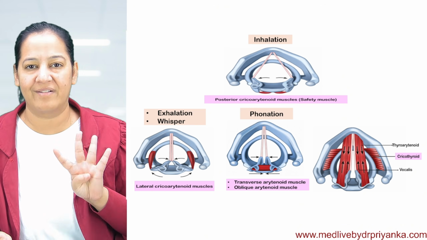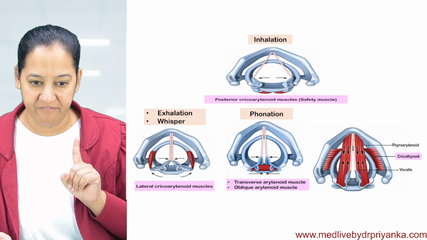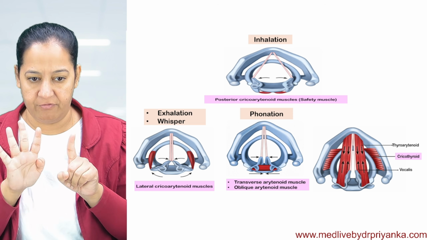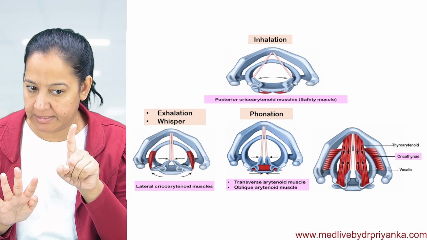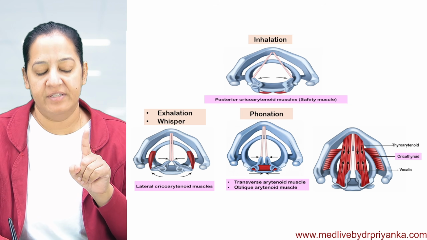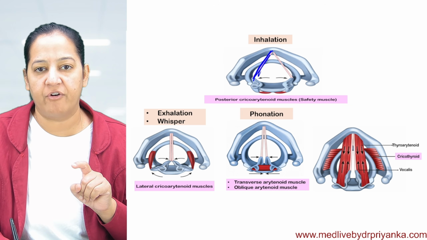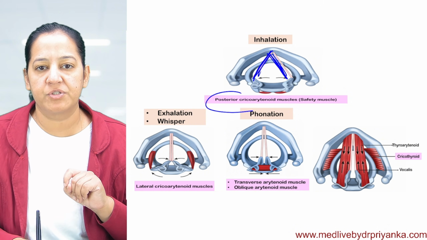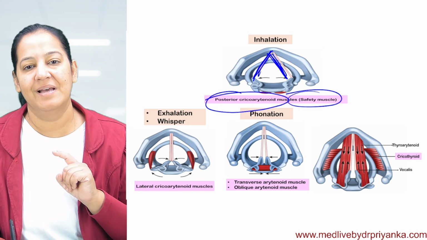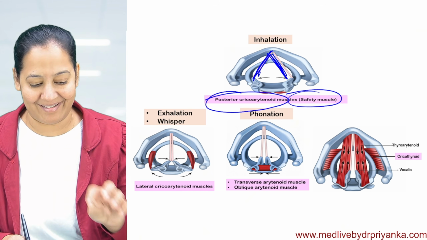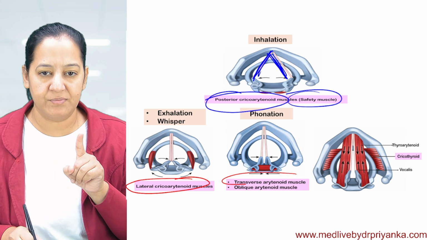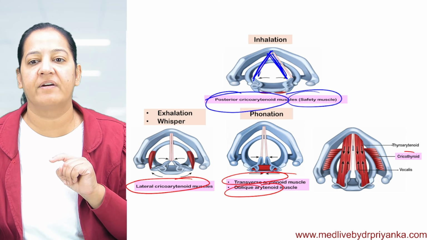What are the four adductors? Can you tell me one abductor and the four adductors? They are in front of you. The one abductor which is taking the vocal cords far from each other, see here, it is posterior cricoarytenoid. Okay, posterior cricoarytenoid, also known as the safety muscle. And the four adductors: one is lateral cricoarytenoid, one is transverse arytenoid, one is oblique arytenoid, and one is cricothyroid.